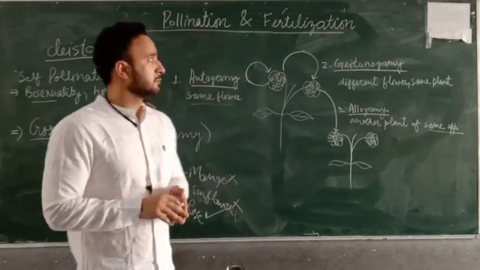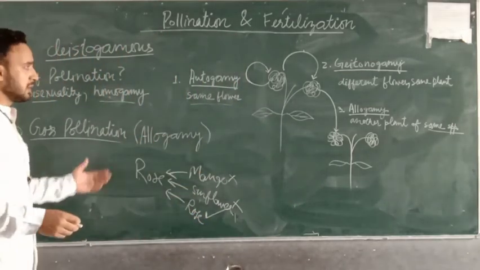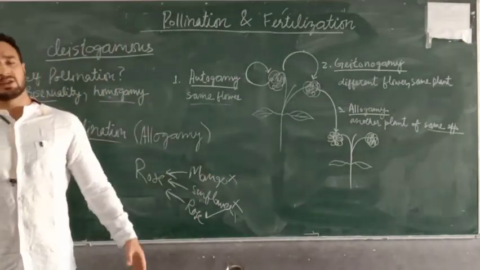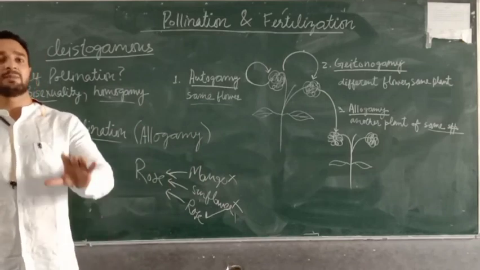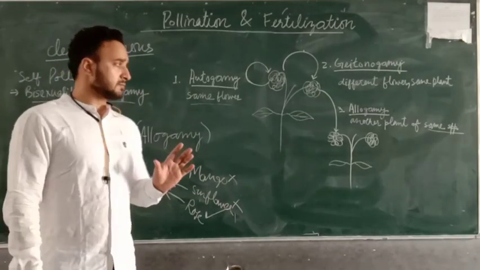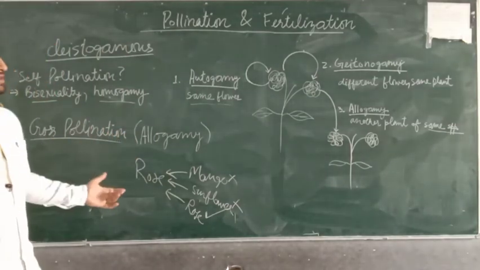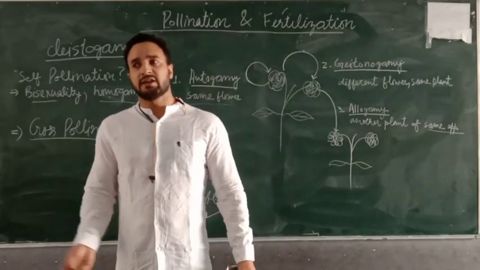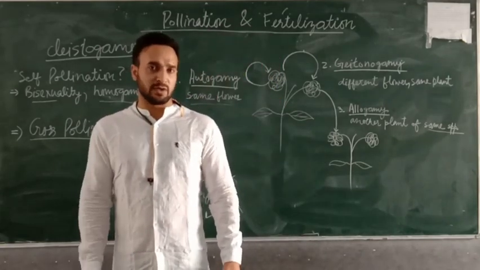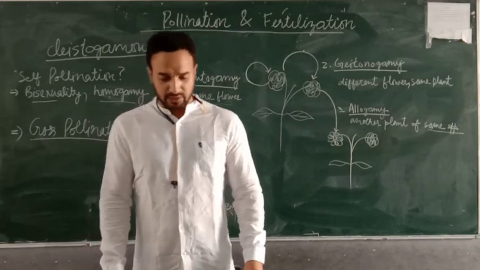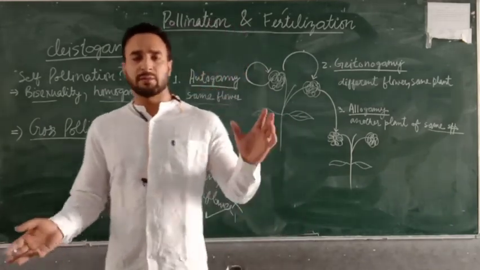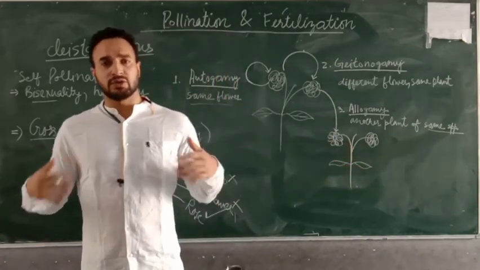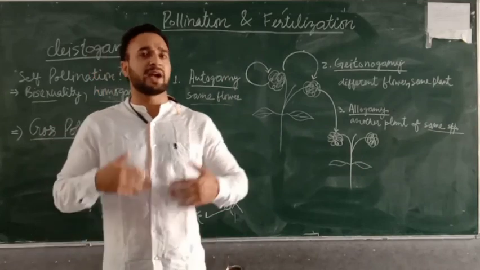Okay. And now we shall discuss cross-pollination. Cross-pollination, or allogamy, is the transfer of pollen grains from the anther of one plant to the stigma of another plant, but of the same species, right? Cross-pollination also has its own advantages and disadvantages. Advantages are that new varieties can be formed, right? Because from one plant to another plant, some characters can get transferred to the future generations. So new varieties can be made.